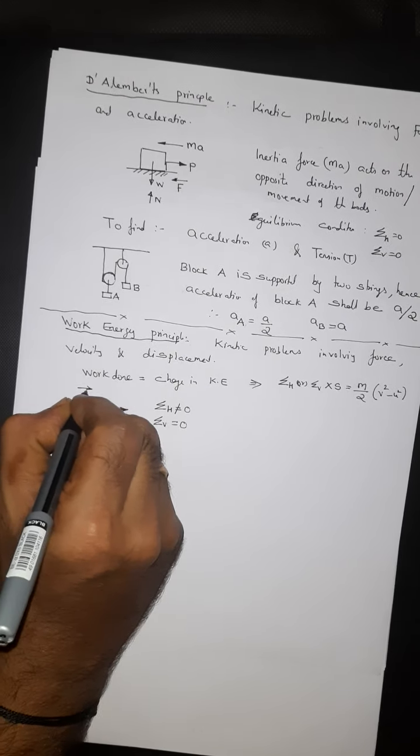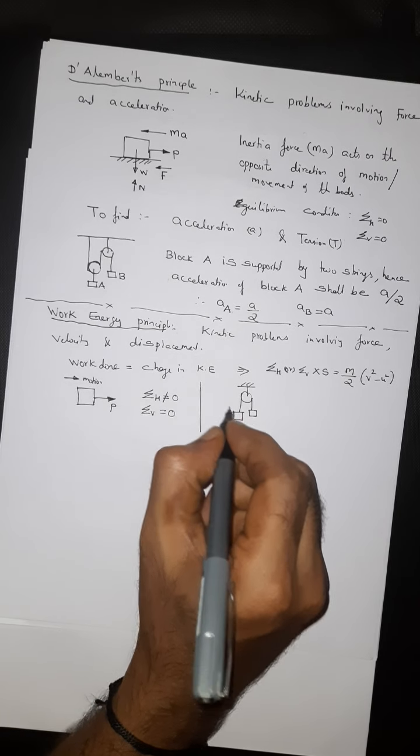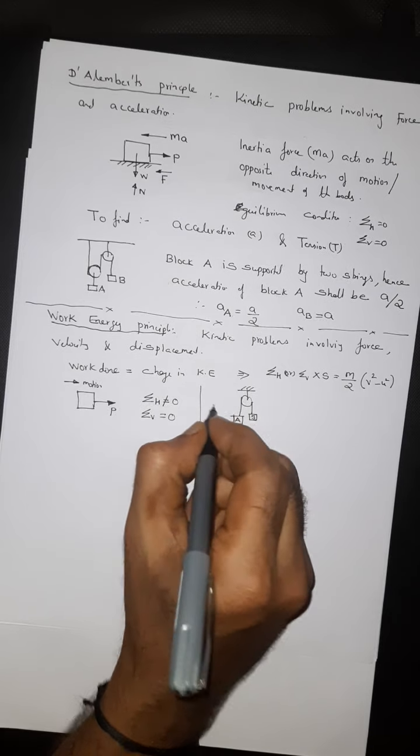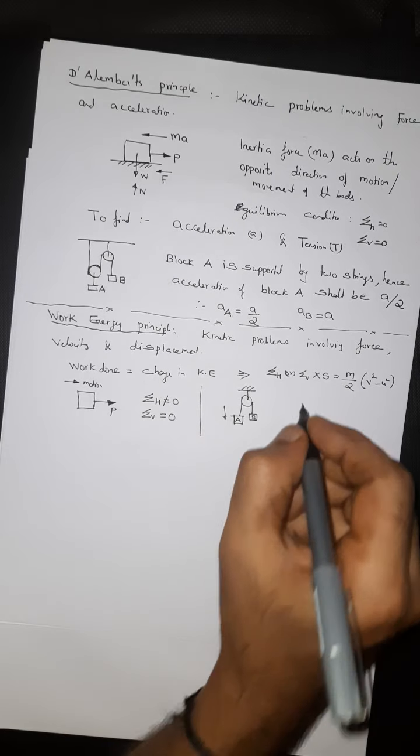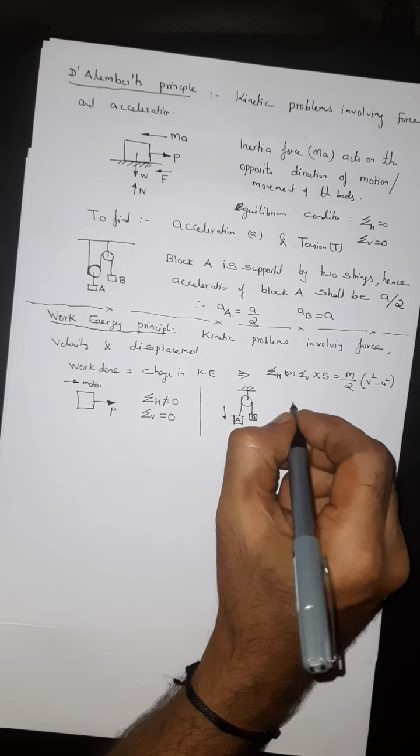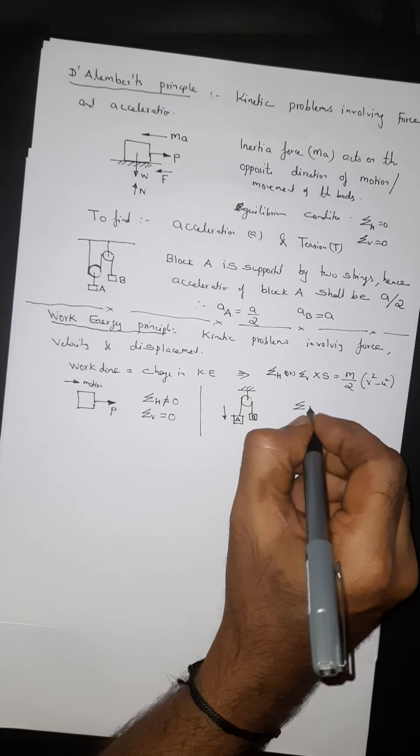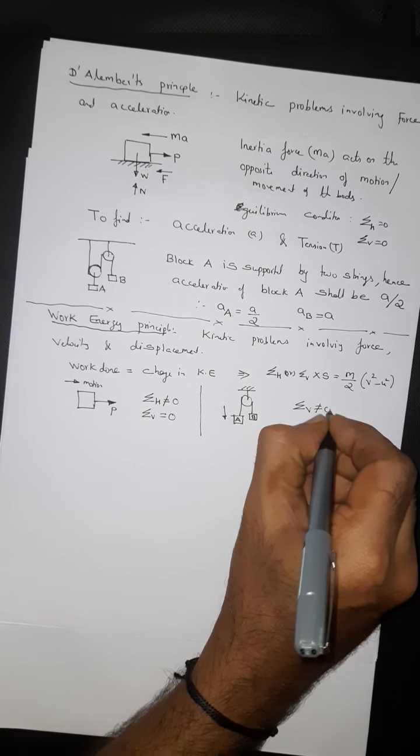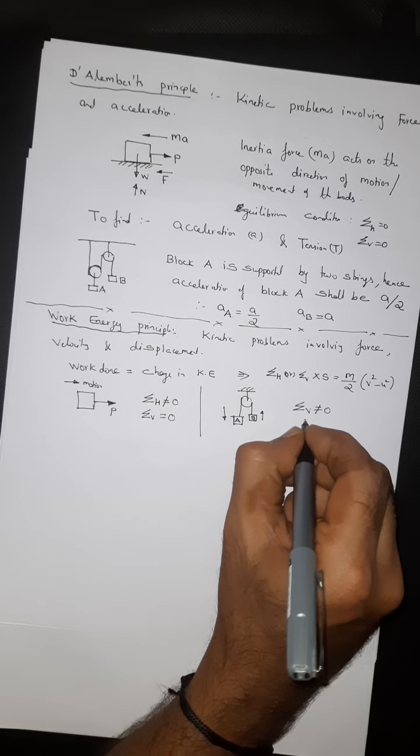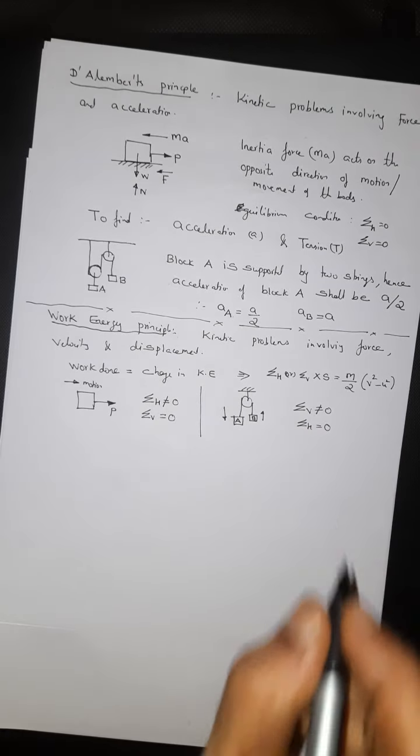Suppose a pulley with two weights suspended. Look at here. Suppose the weight of block A is greater than B, it moves here. So for block A, summation V is not equal to 0 because the movement is downwards here, upwards here. So summation V is not equal to 0, summation H is equal to 0.